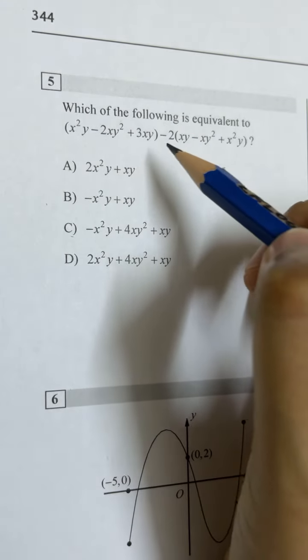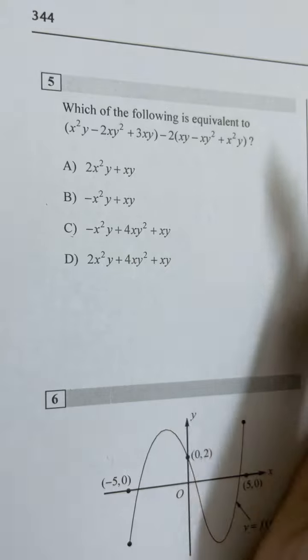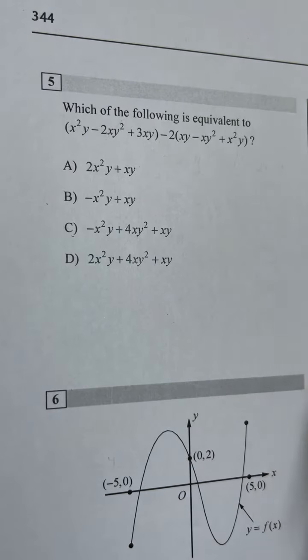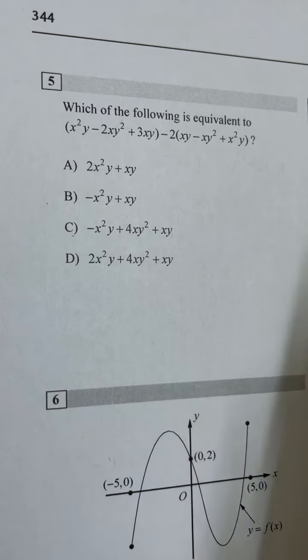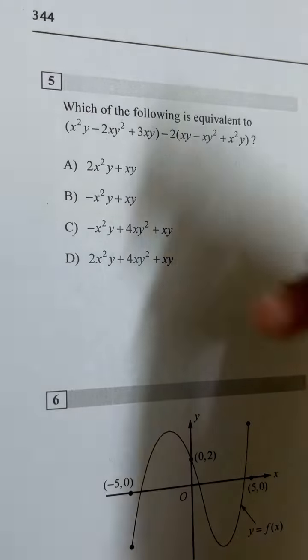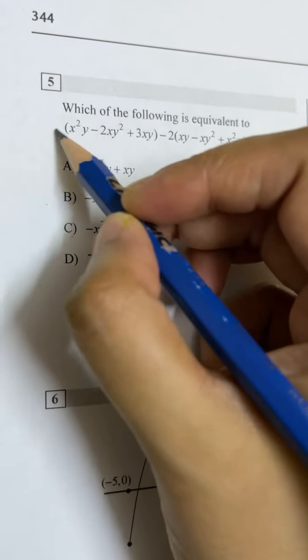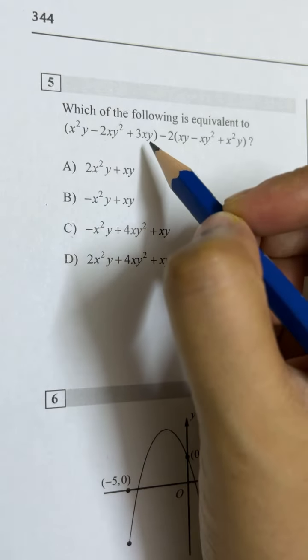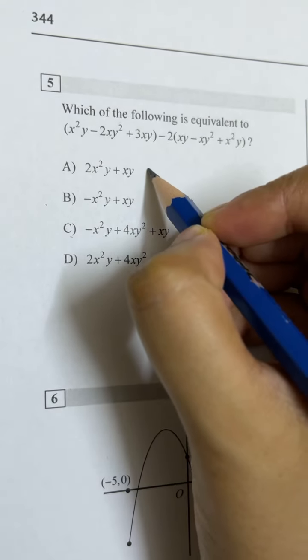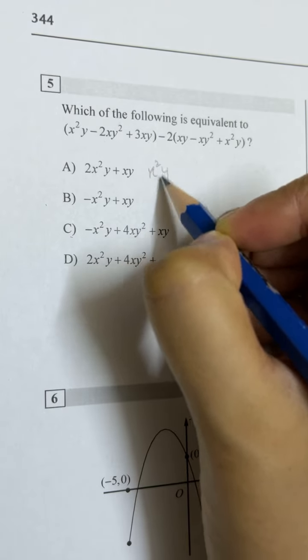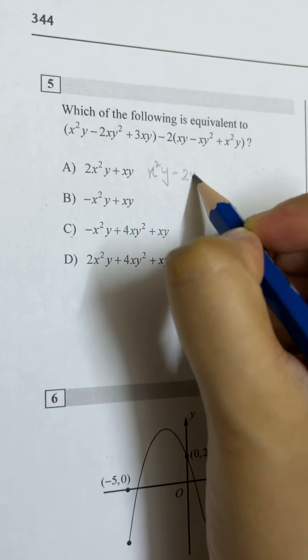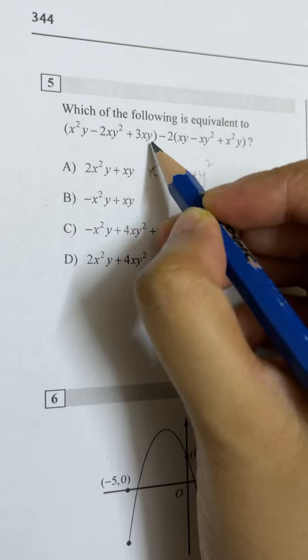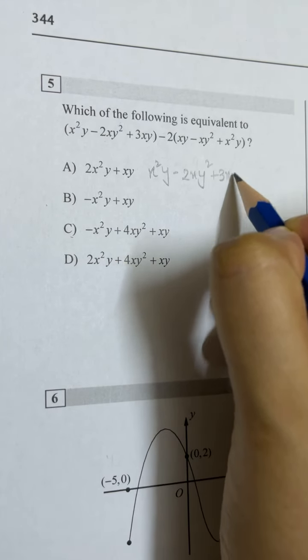The first thing we are going to do is open the parenthesis. While opening the parenthesis, we are going to check what mistakes usually everybody makes. Here there's nothing multiplied to anything, so it will be the same. So I'm going to write that as it is: x squared y minus 2xy squared plus 3xy.